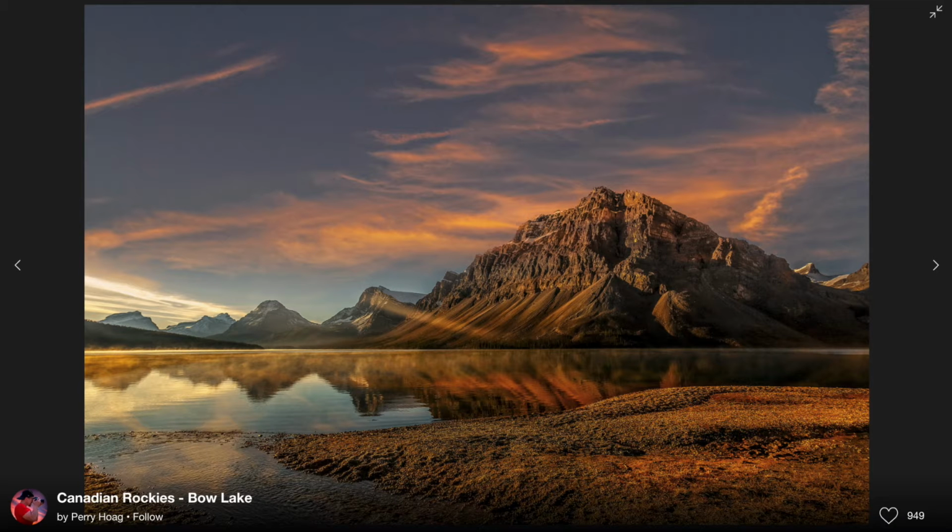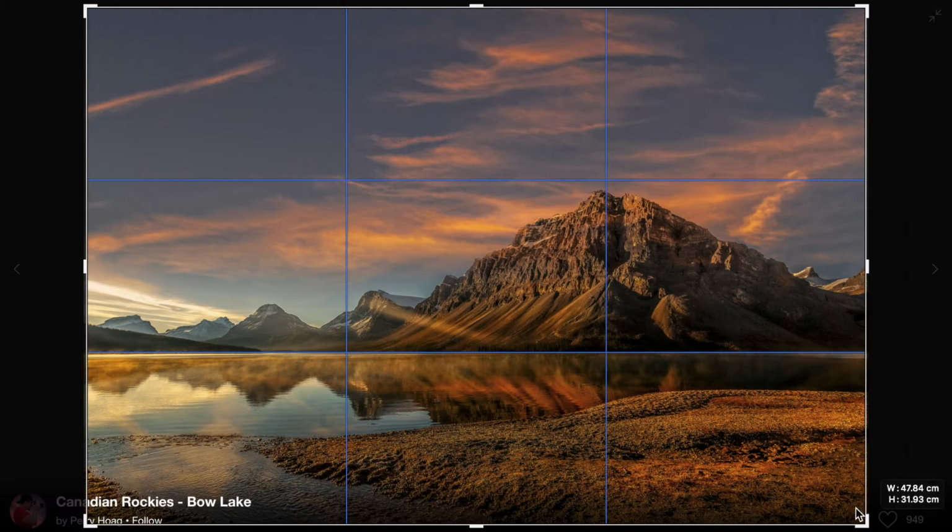So let's talk about the rule of thirds. What is it, and why do we need to know about it? Generally, the rule of thirds is when we split our framing into 9 parts, like this, and these lines are guidelines to align our main subject with them.